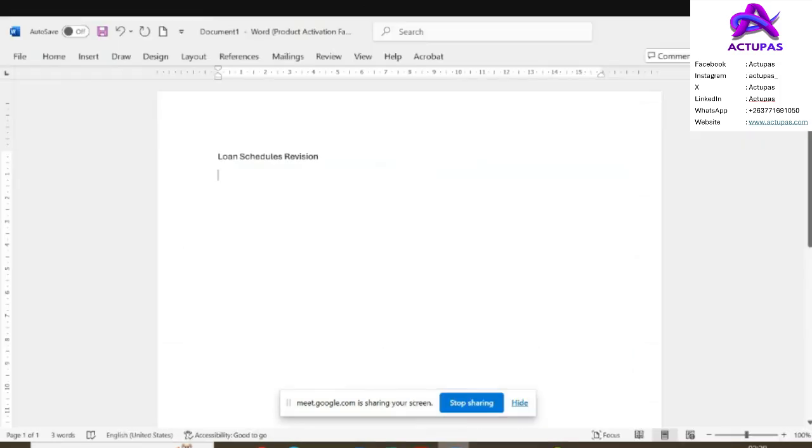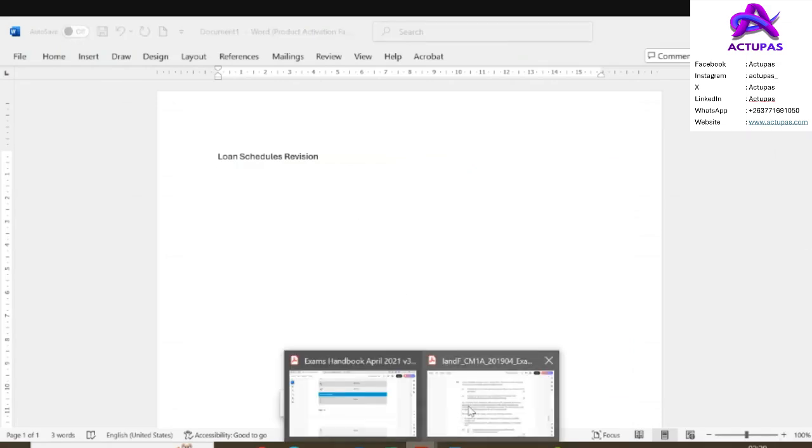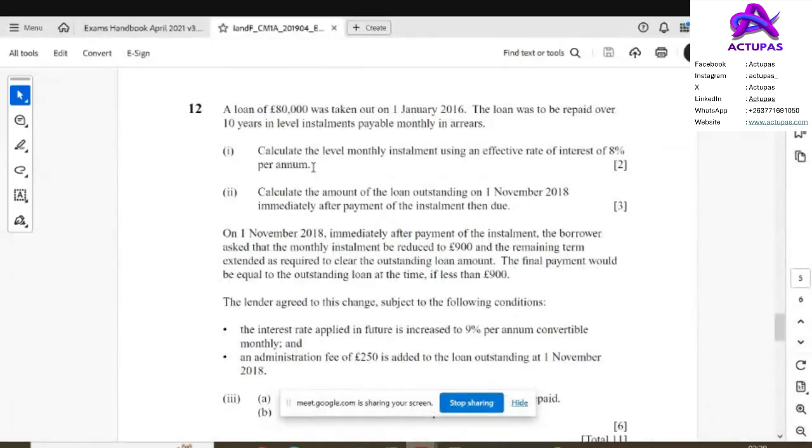So we'll start with our first question. Our first question is from the April 2019 paper, question number 12. It reads: a loan of £80,000 was taken out on 1 January 2016. The loan was to be repaid over 10 years in level installments, payable monthly in arrears. Calculate the level monthly installment using an effective rate of interest of 6% per annum.